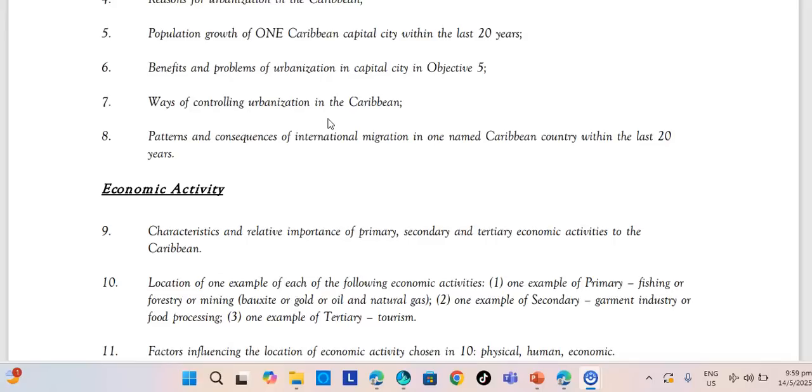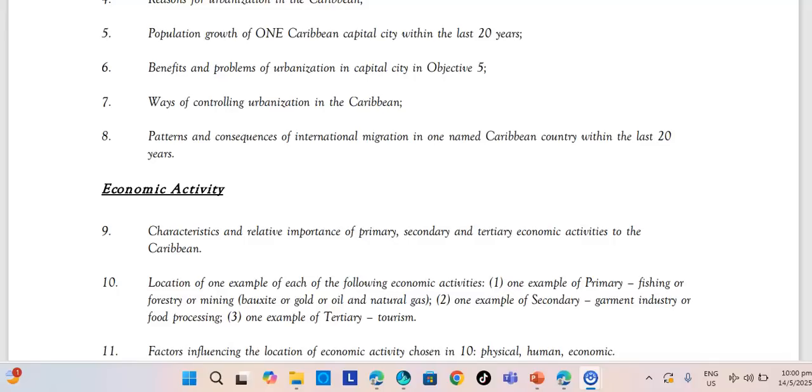All right, guys. So now we're going to look at patterns and consequences of international migration in one named Caribbean country within the last 20 years. We are going to look at patterns and consequences of international migration in Trinidad and Tobago. So we're going to choose a different Caribbean country apart from Jamaica in the last 20 years.